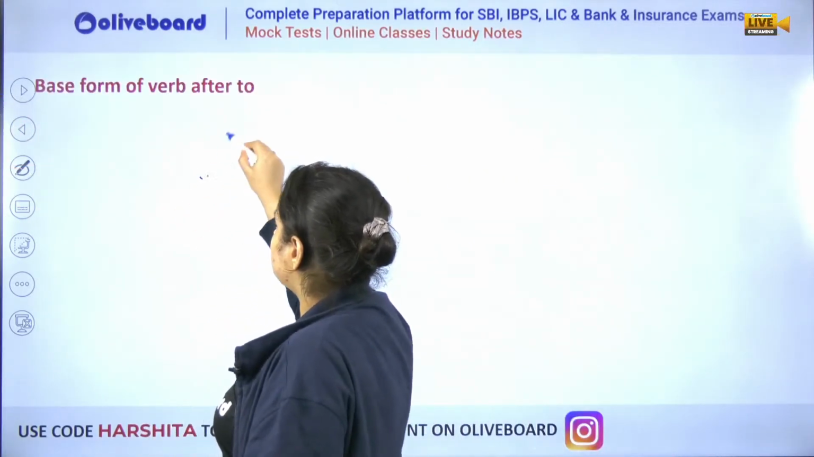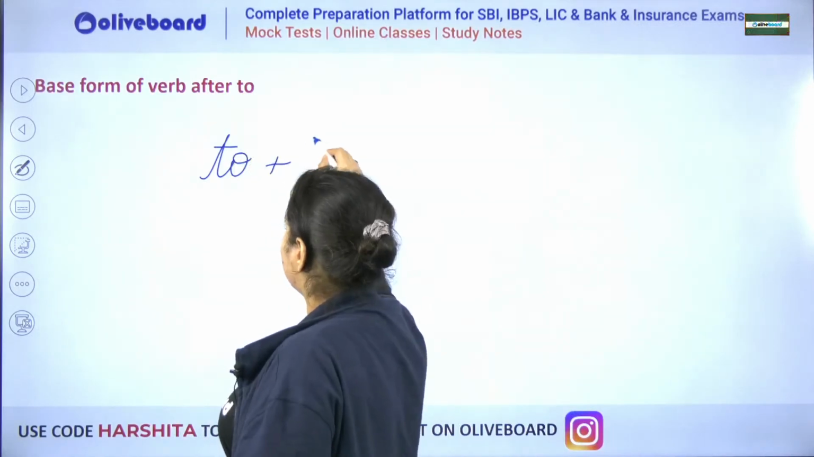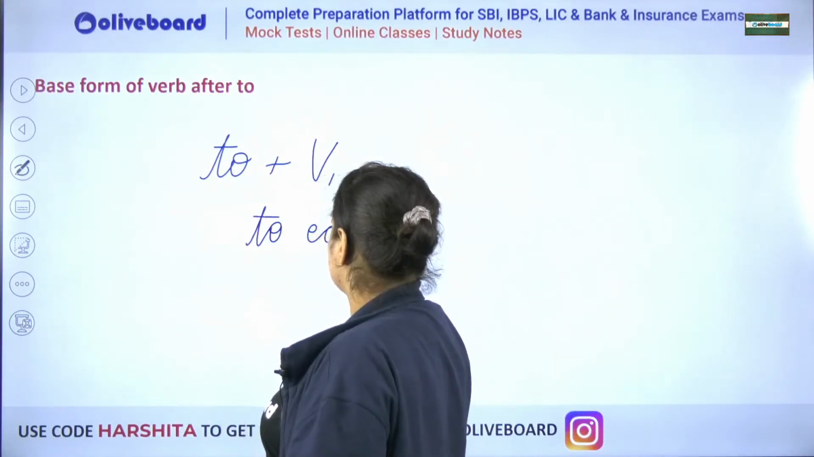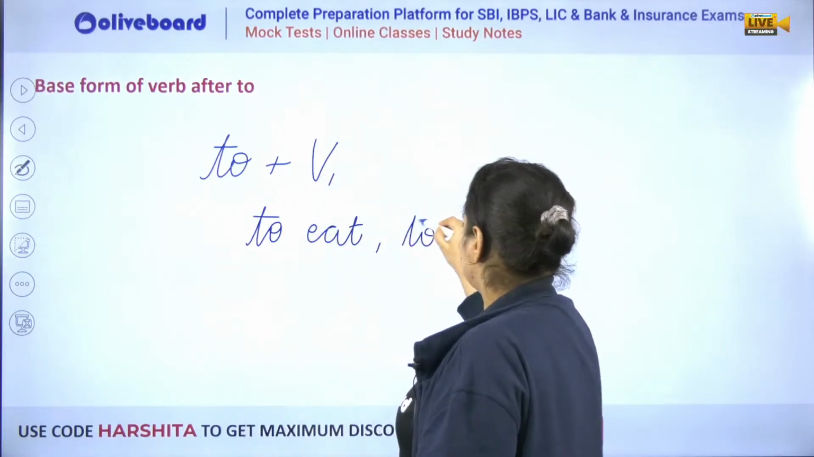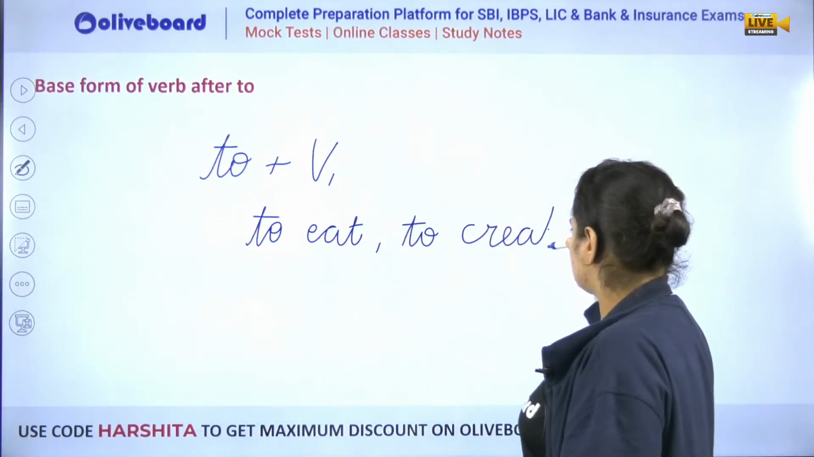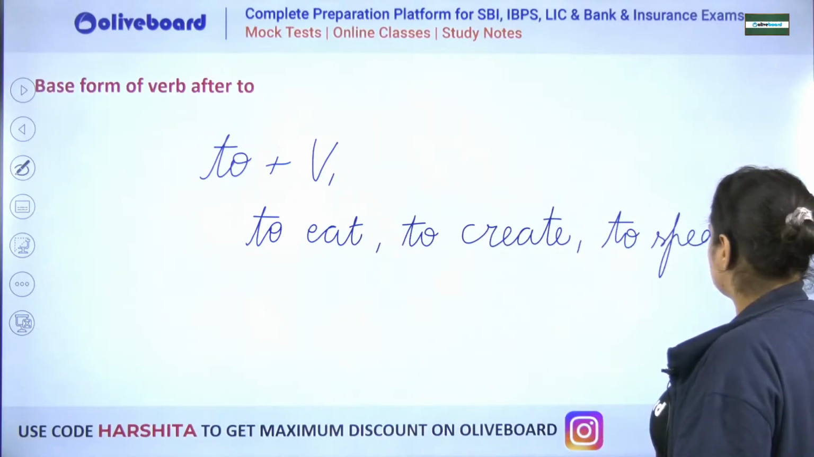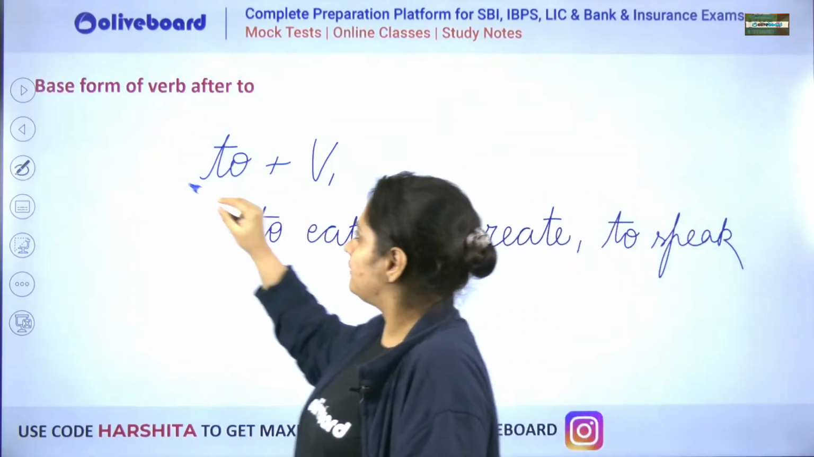After to we always use the base form. Please remember it is without s. So to eat, to create, to speak. ओके ये आपका बेस फॉर्म आएगा.